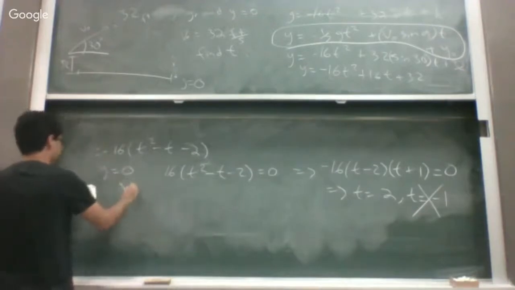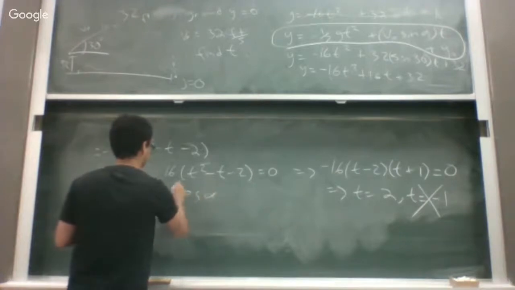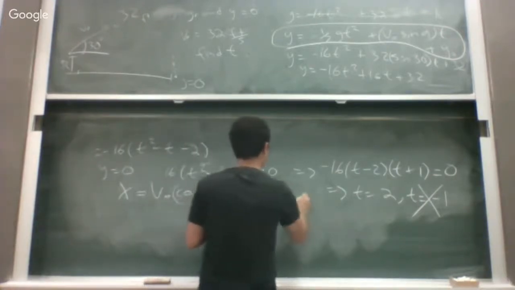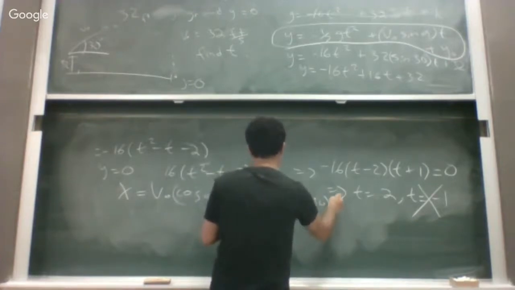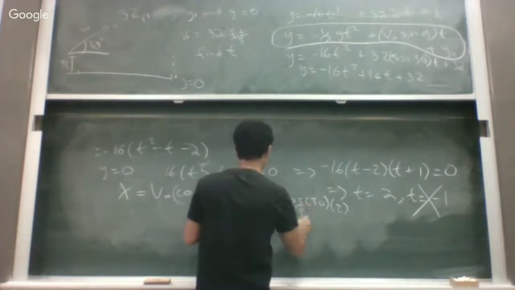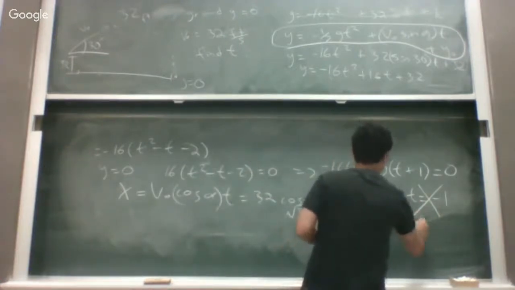So finding the horizontal distance is equal to v naught cosine alpha times t. That's equal to 32 times cosine of 30 times 2. Cosine of 30 is square root of 3 over 2. So our answer is 32 square root of 3 t.